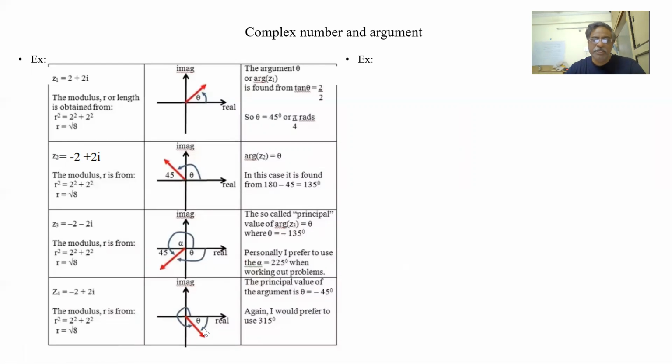This has to be written as minus theta, minus pi by 4. So this is minus pi by 4. This is minus pi plus pi by 4, or pi by 4 plus pi by 4 plus pi by 4, 3 pi by 4. This can be written as minus 3 pi by 4. So like that, we have an argument.